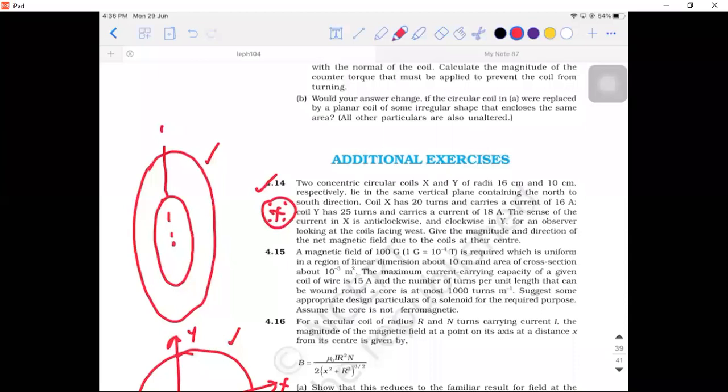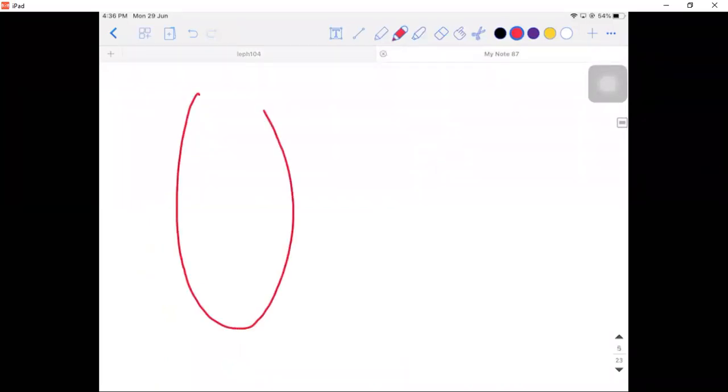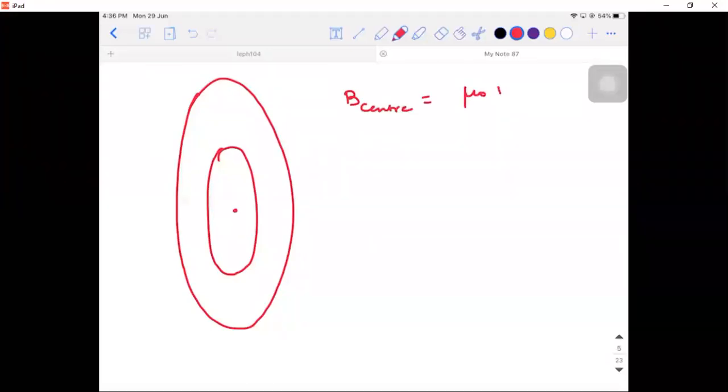Read the last part. Center. Right. So you need to find the magnetic field at the center, meaning what is going to be the value of it? What is the value of magnetic field due to a circular current carrying conductor at its center? It is mu naught I divided by 2R.